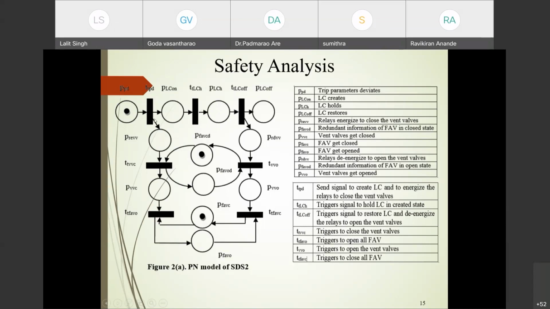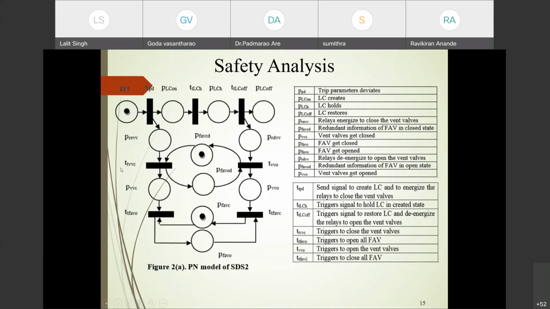Now coming to the vertical line, which is basically representing the operation of the vent valves or the quick opening valves. So PREVV: if there is a token in this place, it represents that the relay has been energized to close the vent valves.